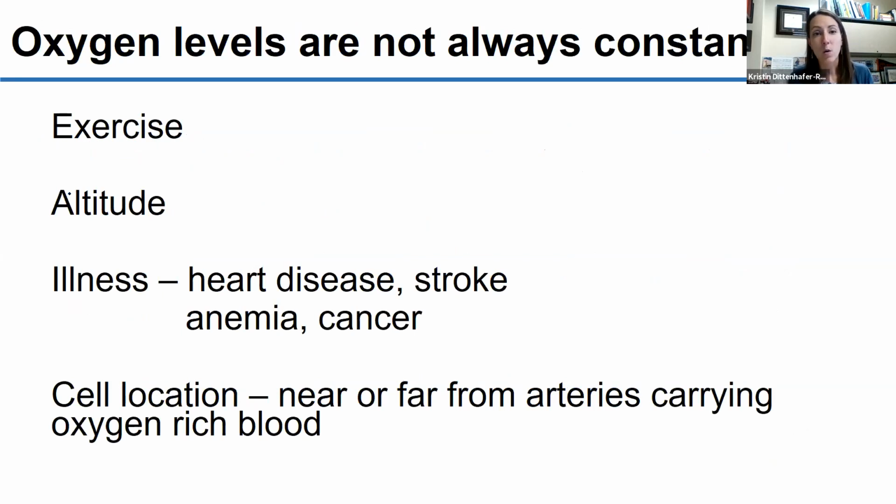But oxygen levels are not always constant. And so there are a number of things that we can relate to when oxygen levels change. So exercise, right? When we're exercising, for example, our muscle cells might not get as much oxygen as they need to get. When we're at altitude, we're just at a lower percentage of oxygen in the atmosphere than when we are in Holland, Michigan. Certain illnesses lead to reduced levels of oxygen: heart disease, stroke, anemia, or cancer. And then finally, cell location can also have a big impact. A cell in your body that's closer to an artery or a vein carrying oxygen-rich blood will have more oxygen than something further away.